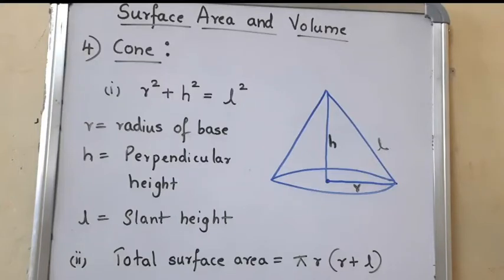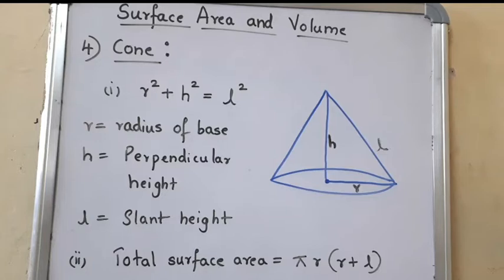Students, let's continue chapter number 9, that is surface area and volume. We have already studied 3 parts in this chapter. First, we learned about cube, its formulas and all the question answers related to cube. Second, we saw cuboid, its formula and all the question answers. Then third, we learned about cylinder. Fourth one, we are learning now cone.